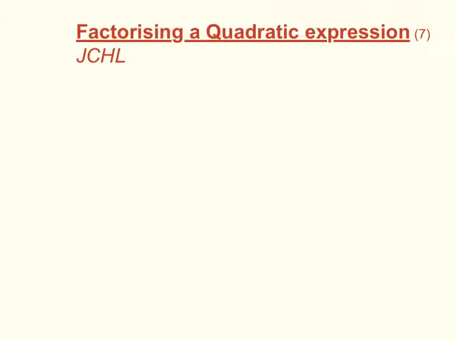For a more difficult quadratic expression that you might get asked in Junior Certificate higher level or Leaving Certificate ordinary level, you may have a quadratic equation. So up to now you've had questions such as x squared plus 5x minus 14. And the key thing about these questions up to now is that it's just been 1x squared. There's been an invisible 1 here.